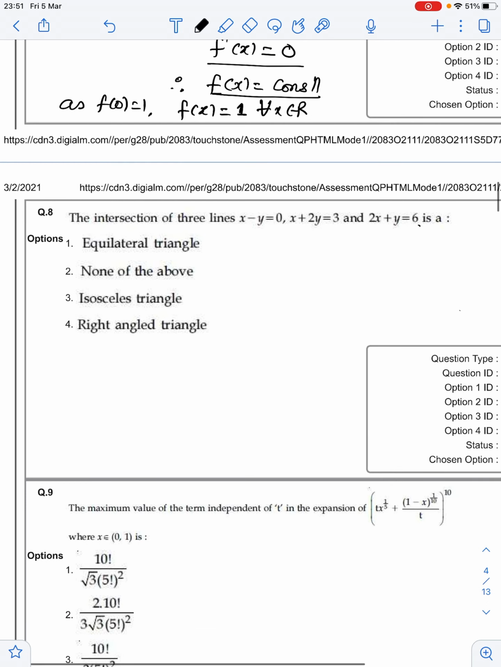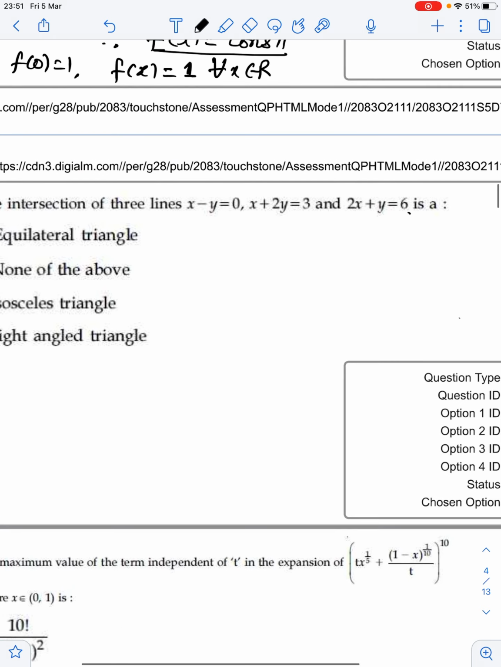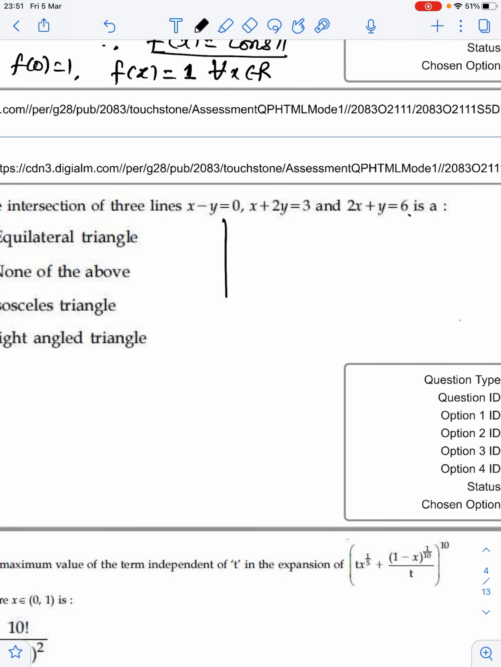Question number 8. The intersection of these three lines makes what? Equilateral triangle, isosceles triangle, right angle triangle. So it is pretty easy to plot and then calculate the point of intersection.